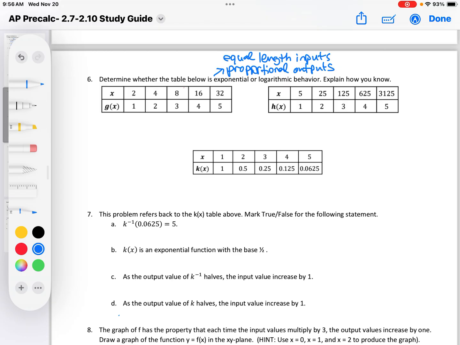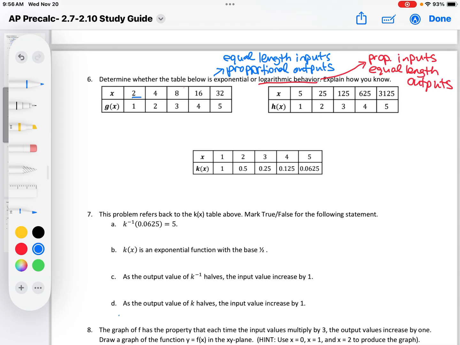If it's logarithmic, so logarithmic is just going to be the reverse of that. So if you have logarithmic, you have proportional inputs, and you have equal length outputs. Okay? So based on knowing those things, let's see what tables we have here.